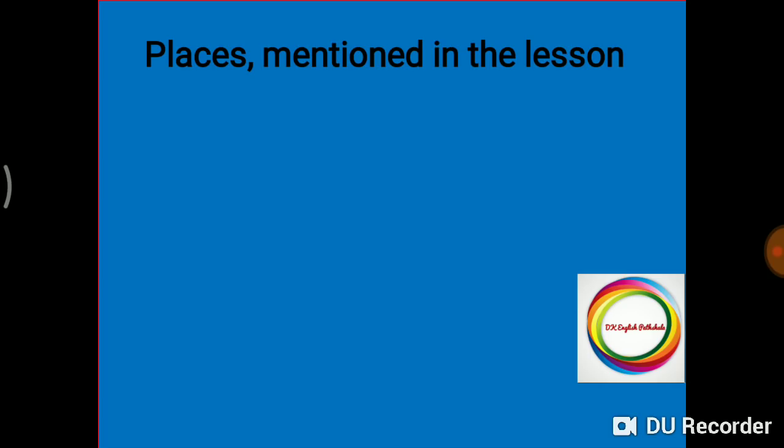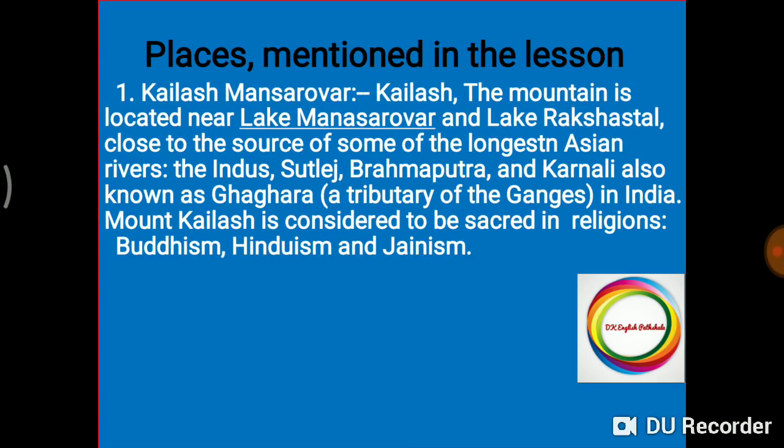Now let's talk about the places mentioned in the lesson. The first place, Kailash Mansarovar. Kailash, the mountain, is located near Lake Mansarovar and Lake Rakshasthal, close to the source of some of the longest Asian rivers, the Indus, the Satluj, the Brahmaputra, and the Karnali, also known as Ghagra, a tributary of the Ganges in India. Mount Kailash is considered to be sacred in the religions Buddhism, Hinduism, and Jainism.